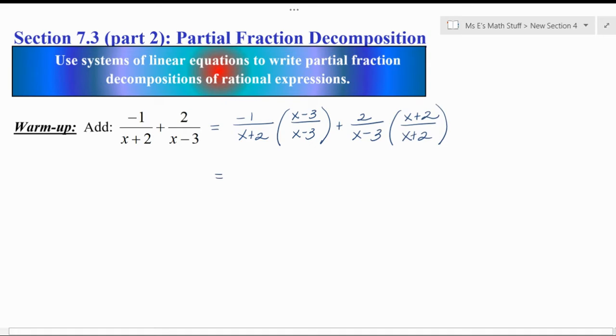Okay, and then from there, let's just follow our fraction nose here. Let's distribute the negative 1 in. We'd have the opposite of x plus 3. And then let's distribute the 2 in. And so we'd have 2x plus 4. And I hope it makes sense.